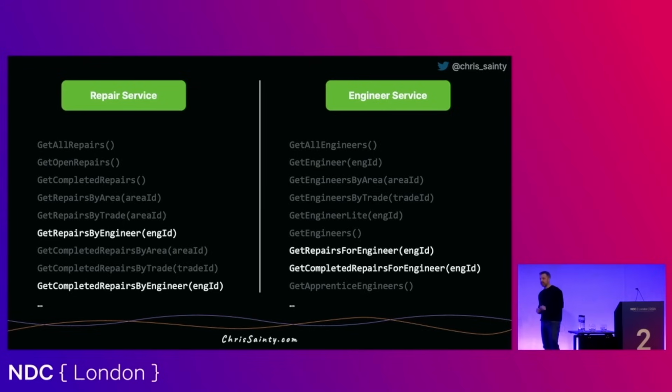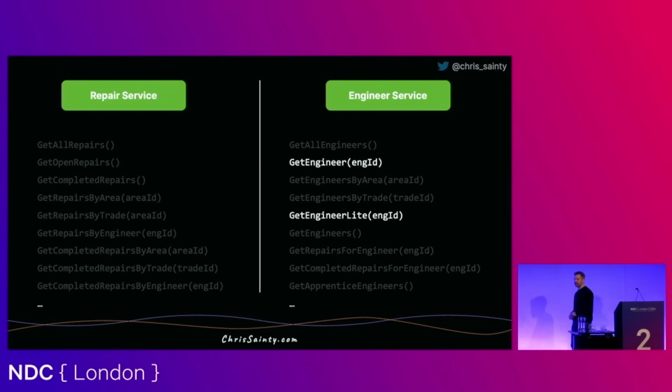The other fun thing is I am going to let you in on this. I did actually work on a repair system, so again, some of these things might actually be real examples I'm giving you. And I will plead the fifth of whether we did have a repairs engineer service or an engineer repair service, or both. These fun things do happen. There is yet more problems here. Let's have a look at these methods.